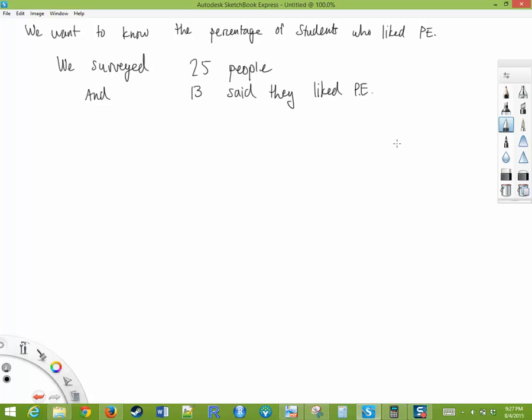All right, and so let's make a confidence interval. Let's make a 95% confidence interval for the proportion who like PE. Technically we can't do this because this is not a random sample. But let's pretend that you guys were a random sample. Then we can use this to make inferences about the population. But you guys are not a random sample, right?